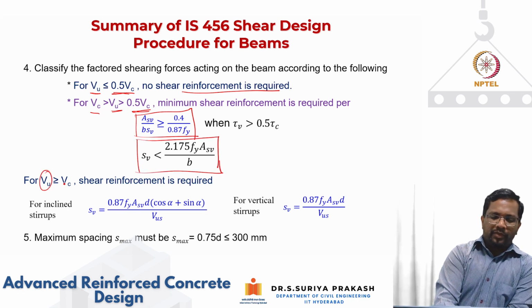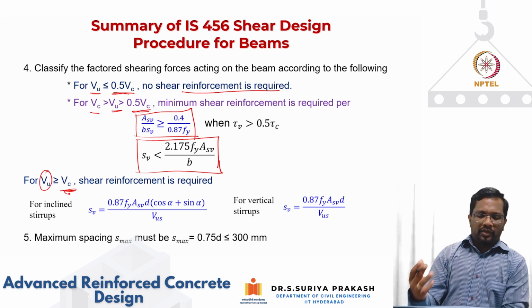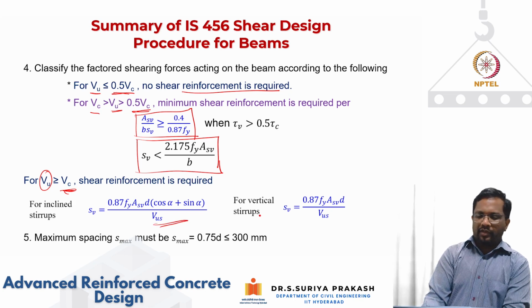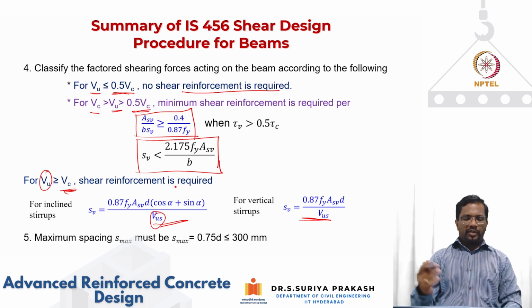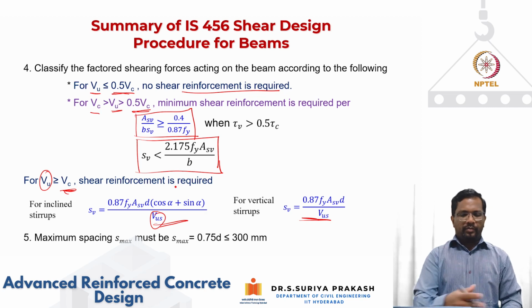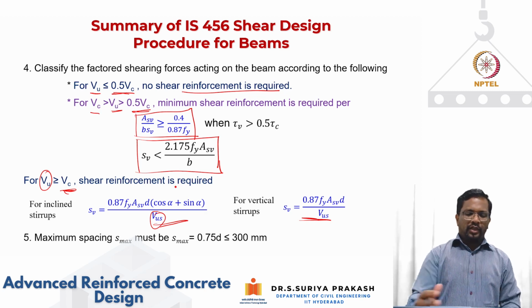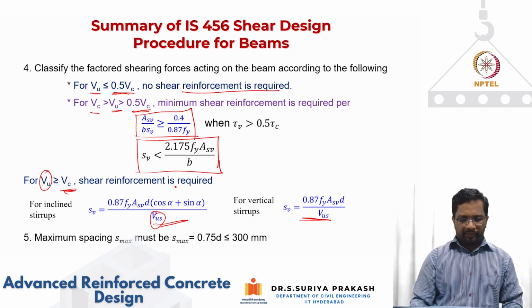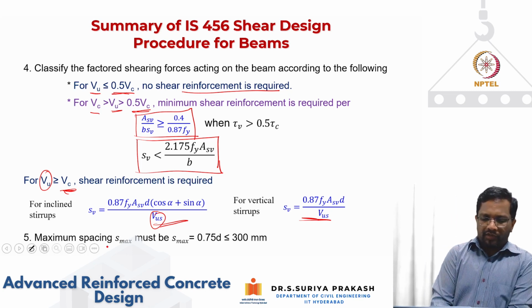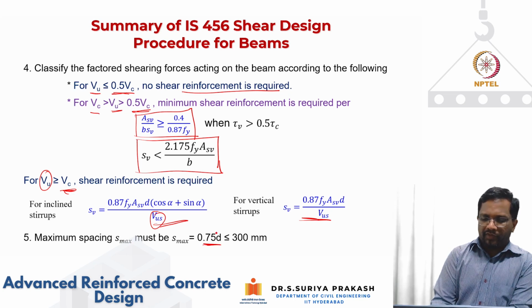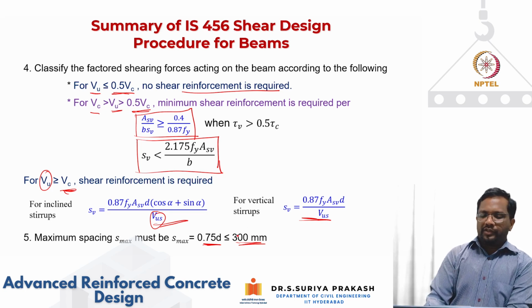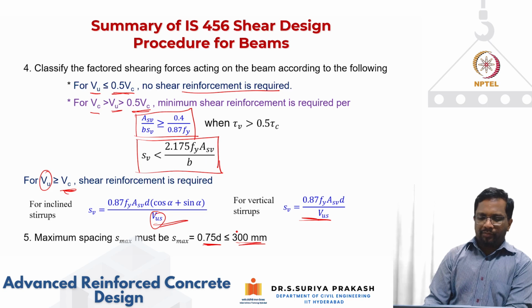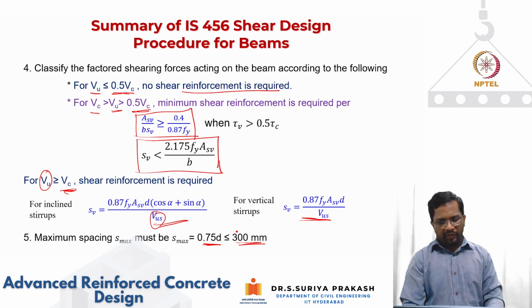Now, when shear demand becomes more than Vc, definitely we need stirrups, or vertical stirrup reinforcement, or shear reinforcement, which we can calculate using this. We use the difference between the shear demand and the concrete capacity, and then from the formula that we have discussed, we can calculate the spacing of your stirrups. Again, the most important thing is that the maximum spacing has to be limited to 0.75 times the effective depth or 300 mm, whichever is lesser.